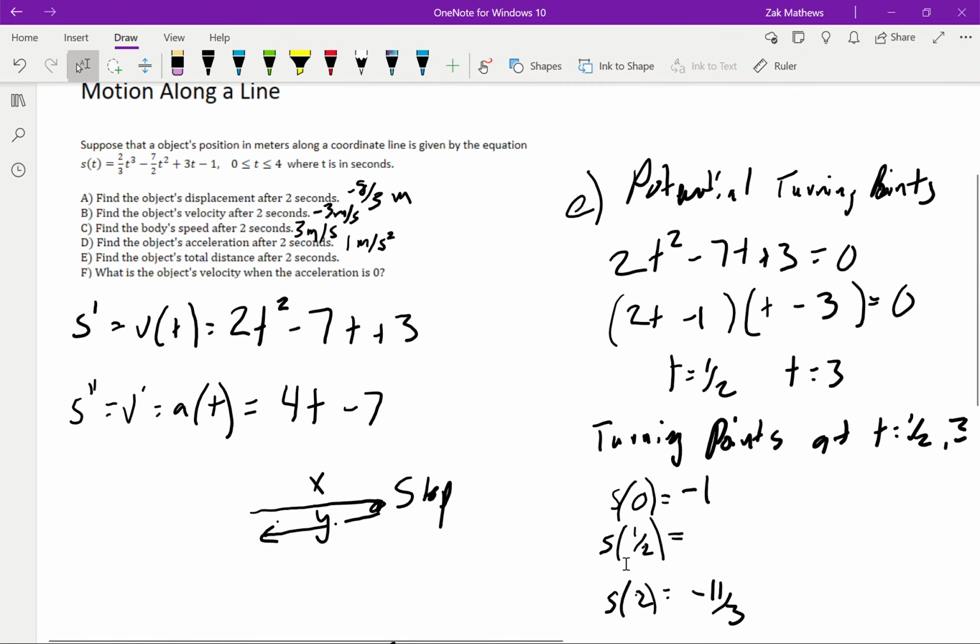So we have the 2/3 times 1/2 to the third power minus 7/2 times 1/2 to the second power plus 3 times the 1/2 and then minus the 1. So if we do all of that, we should get an answer of -7/24.